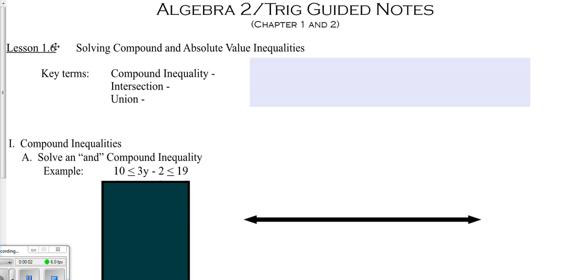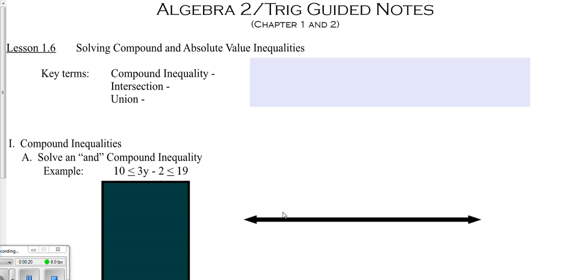All right, we're on lesson 1.6. It's our second lesson from chapters 1 and 2. This one is all about solving compound and absolute value inequalities. So we just looked at absolute value expressions and equations in our last video. Now we're going to look at how that applies to inequalities.